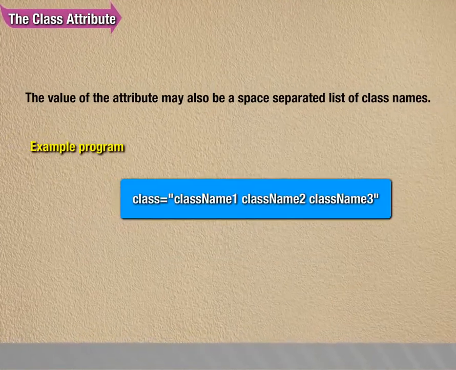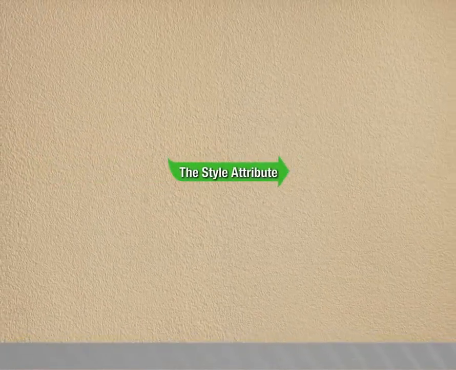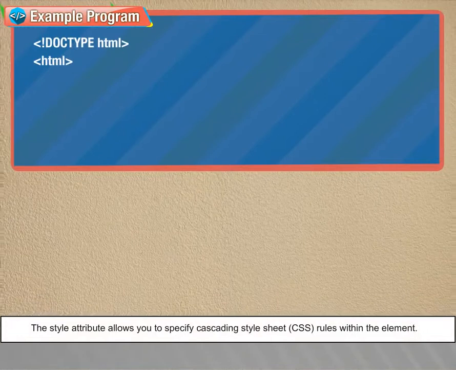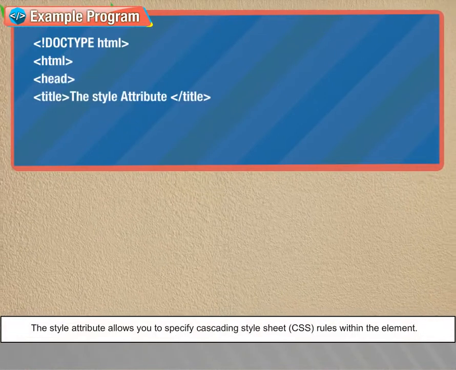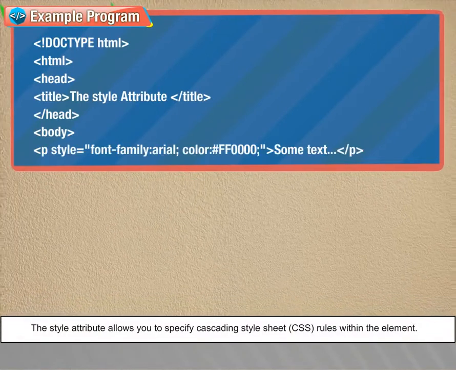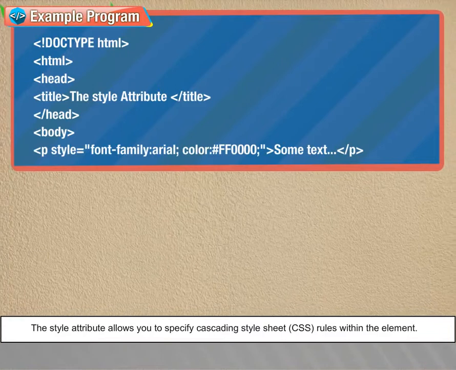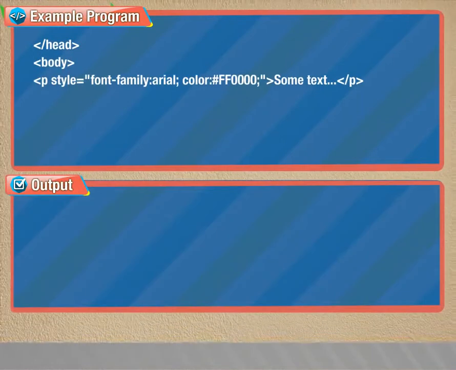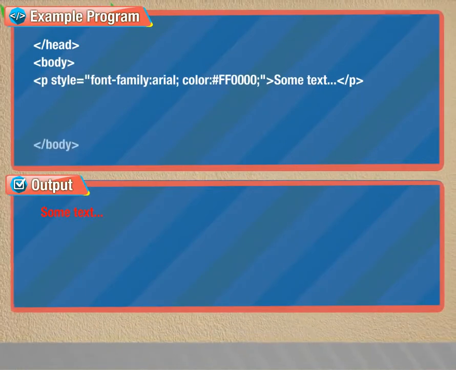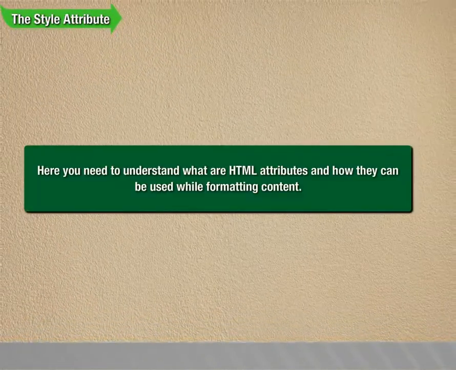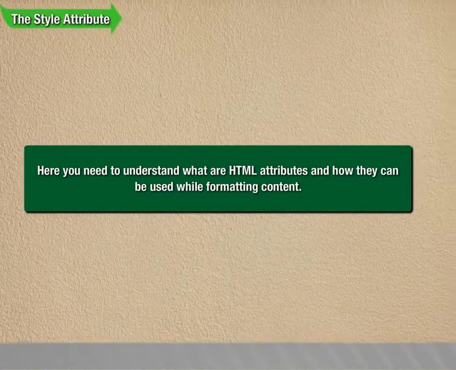Example program. The style attribute. The style attribute allows you to specify Cascading Style Sheet (CSS) rules within the element. Here, you need to understand what are HTML attributes and how they can be used while formatting content.